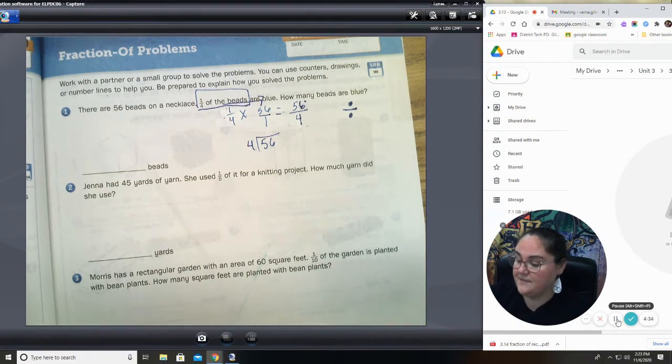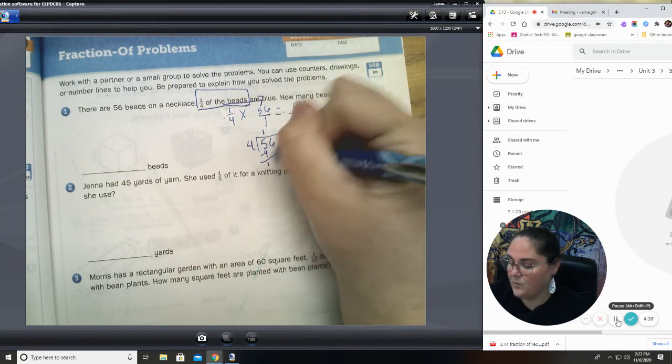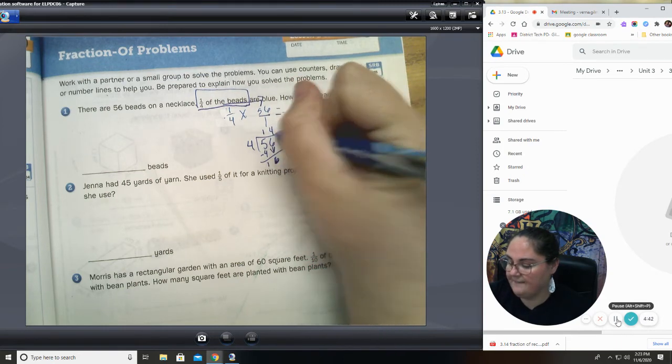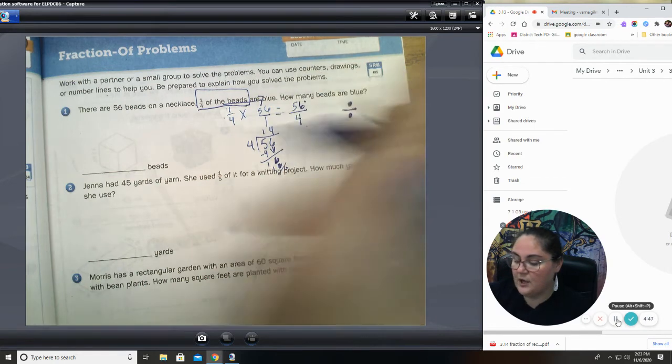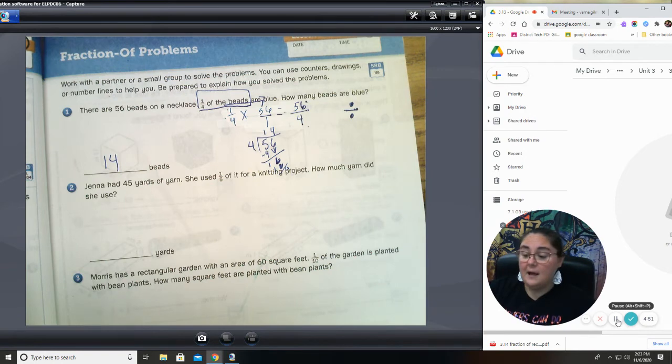All right, if I do the division, I know 4 goes into 5 one time with 1 left over. Bring down that 6. 4 goes into 16 4 times. 16, 0 left over. Your answer should be 14 beads. Now, this is a story problem, so make sure that you are putting a label. Remember, if it doesn't have a label, it's going to be wrong.